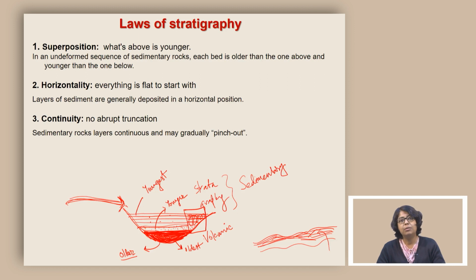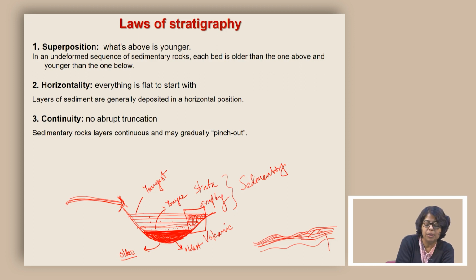The second idea, which is also connected to this, is horizontality. What it means is that because we know that things are basically depositing under the action of gravity, to start with everything should be horizontal. And the layers of sediments are generally deposited in a horizontal plane. So, if you see any deviation from horizontal plane, that will mean that they might have been disturbed later.